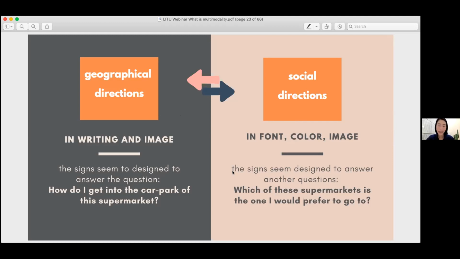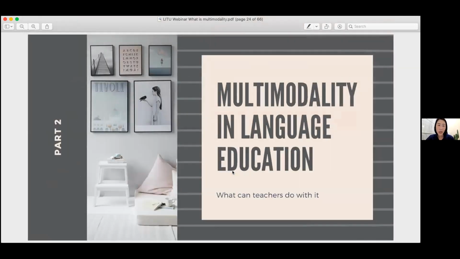One hour has passed. So now let's talk about part two. Part two is, how can you adapt whatever we just did earlier into our own classroom, multimodality in language education? Of course, just like when you use a multimodal approach in your research, there are different levels of engagement that you can do with this. And I think it's the same in the classroom. There are different ways you can do this.